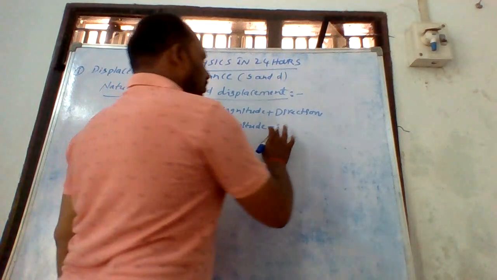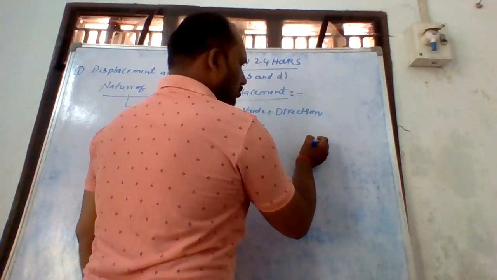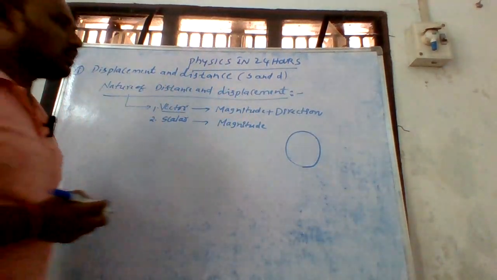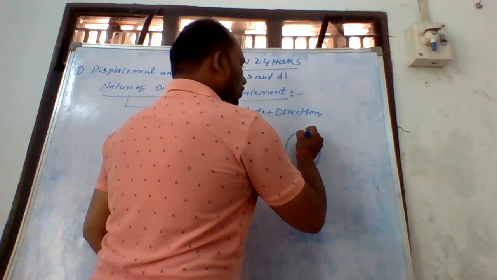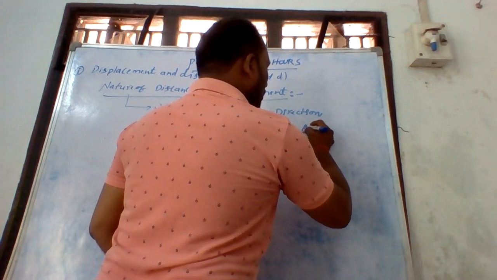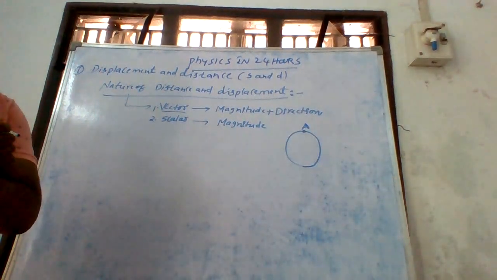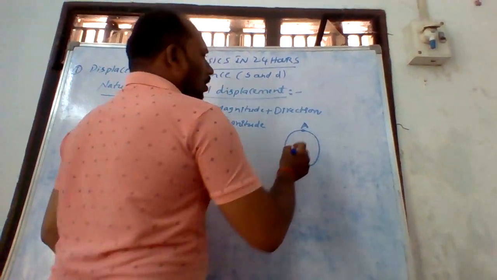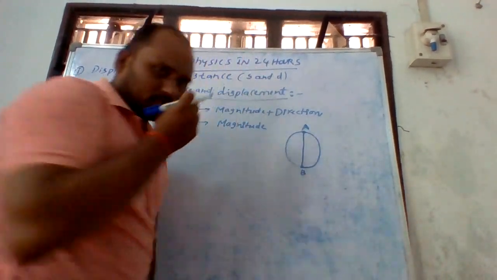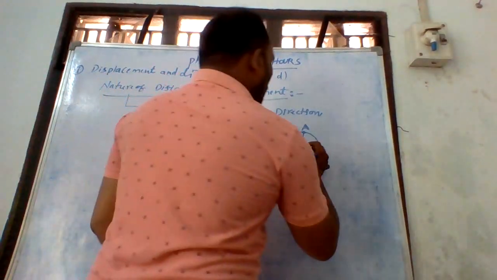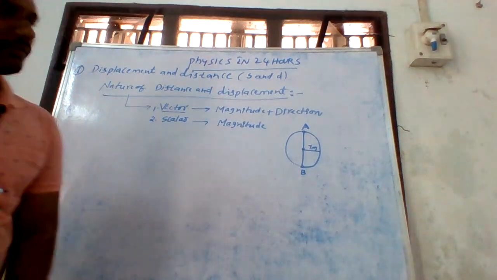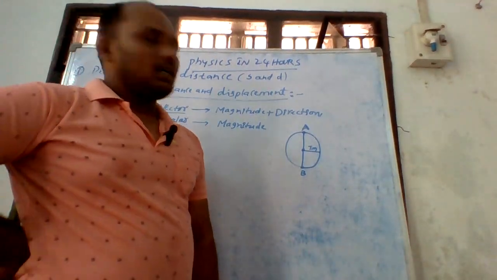Let's take the same example as previously. I am taking a circle. Let us assume I am here, and let us say this is point A. I move from here to here, let us say point B. The radius of the circle is 7 meters.